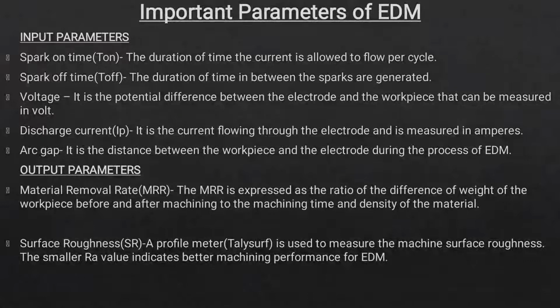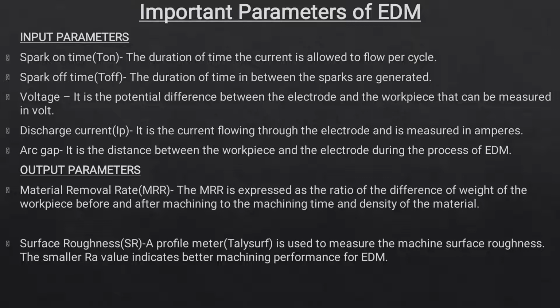Now output parameters. We have two output parameters. One is the MRR, that is material removal rate. Another one is surface roughness. And how is the MRR calculated? The MRR is expressed as the ratio of the difference of weight of the workpiece before and after machining to the machining time and the density of the material.